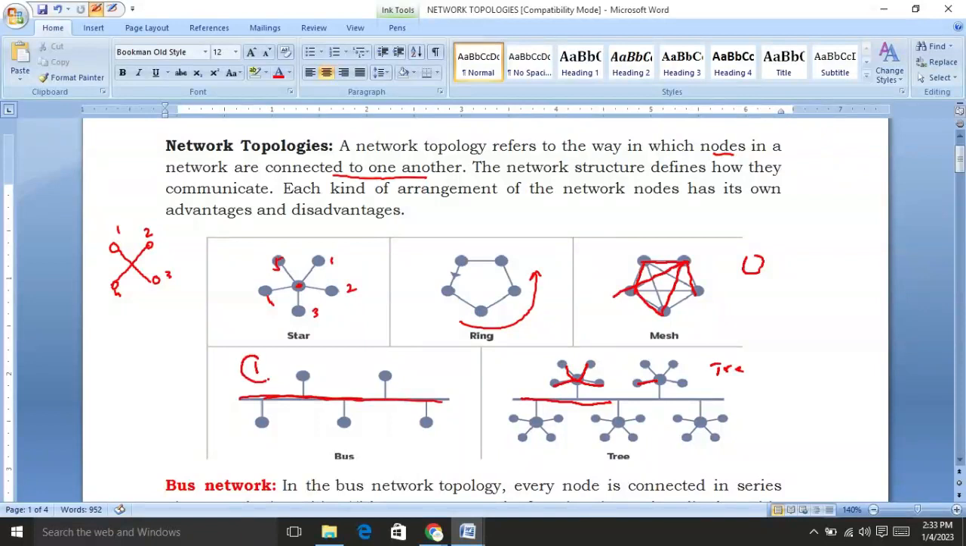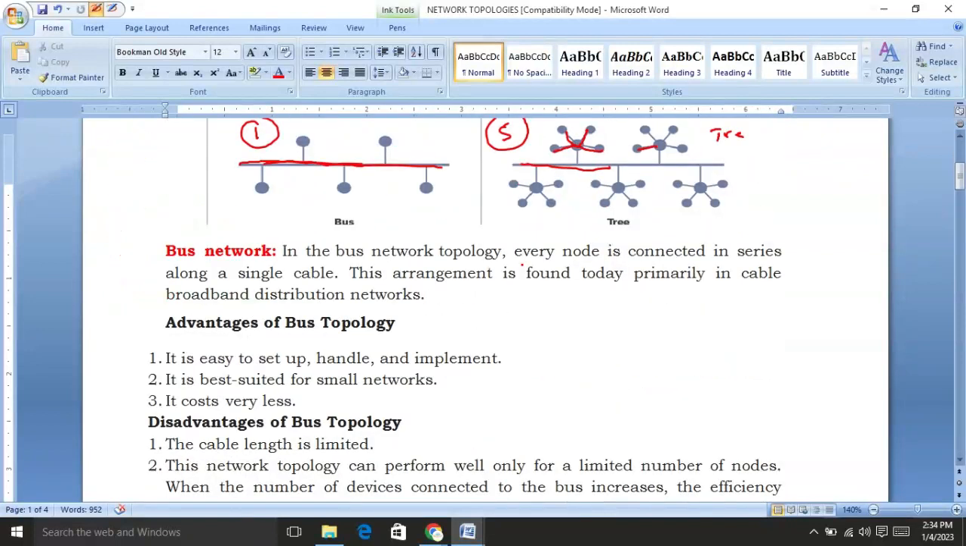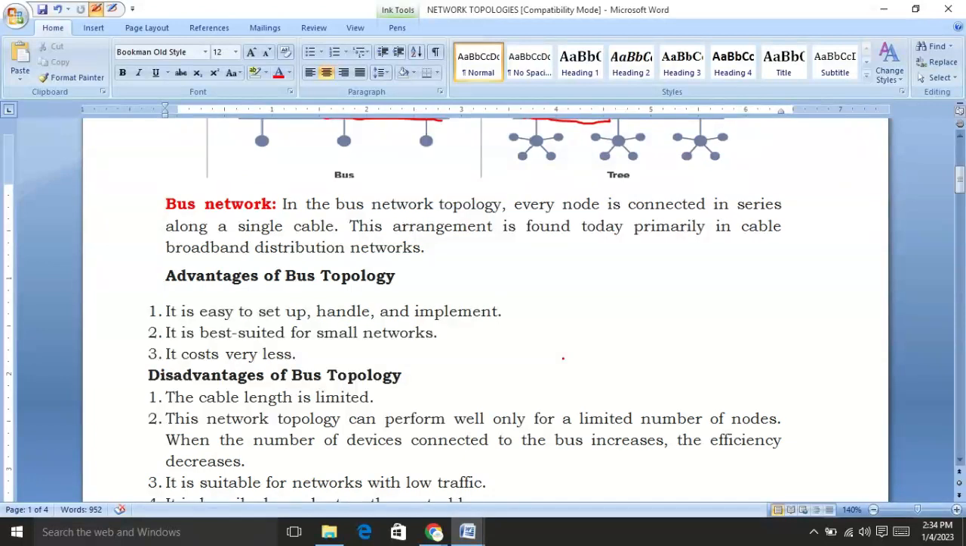The first one is the bus topology. The second one is the ring topology. The third one is the star topology. The fourth one is the mesh topology. And the fifth one is the tree topology. And we can also create new topologies by interconnecting or combining these topologies. But each and every topology in the network has its own advantages and disadvantages. Right? First of all, I am going to discuss the bus topology.